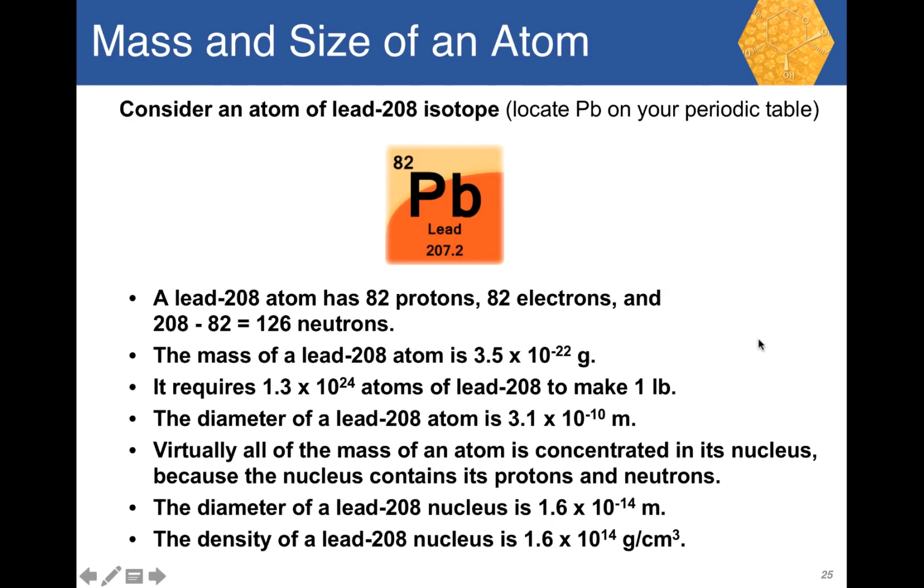So, let's look at this. Here is lead, for example.